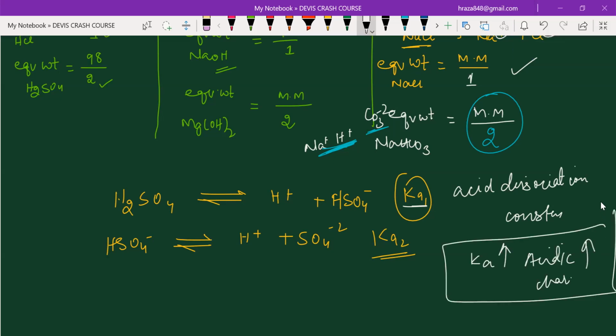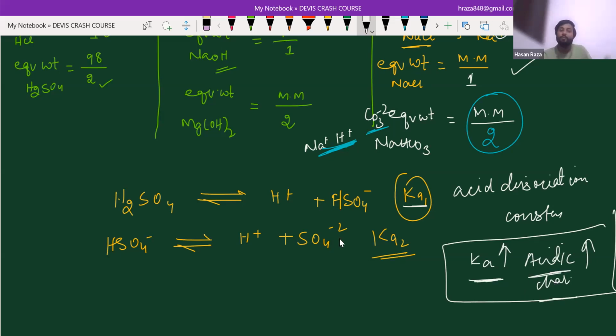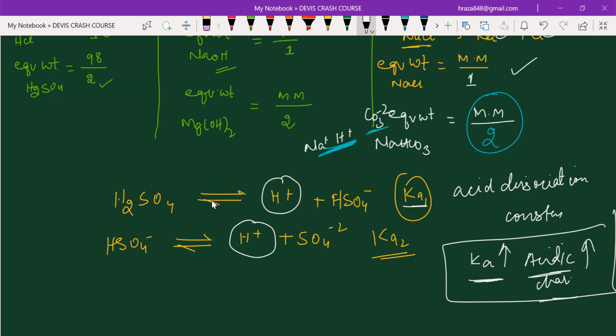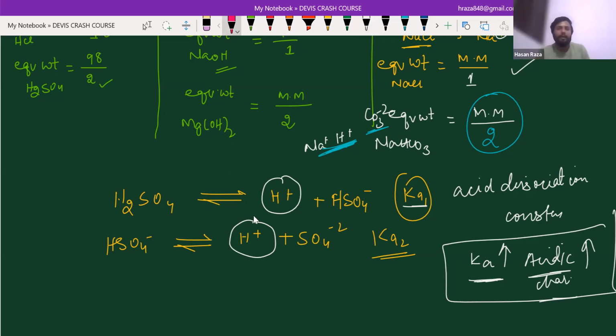So if I give you a concept about the acidity, that as Ka, the acid dissociation constant, increases, acidic character increases, which one is more acidic? The first step or the second step? What do you think? There can be a question like this. The question can be which is more acidic, this or this? Or which one is greater? The greater dissociation constant will be more acidic, right?